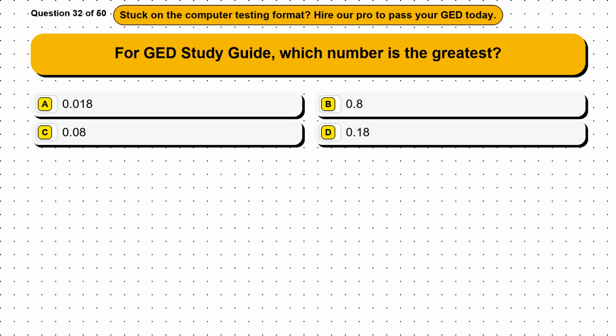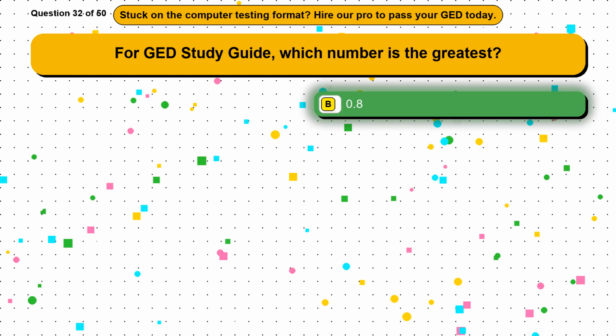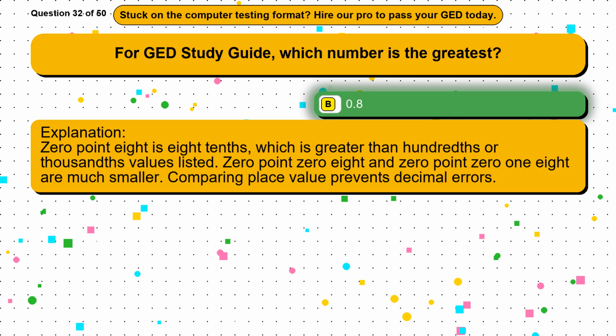Question 32. For GED Study Guide, which number is the greatest? Option A, 0.018. Option B, 0.8. Option C, 0.08. Option D, 0.18. The correct answer is option B, 0.8. 0.8 is 8 tenths, which is greater than hundredths or thousandths values listed. 0.08 and 0.018 are much smaller. Comparing place value prevents decimal errors.